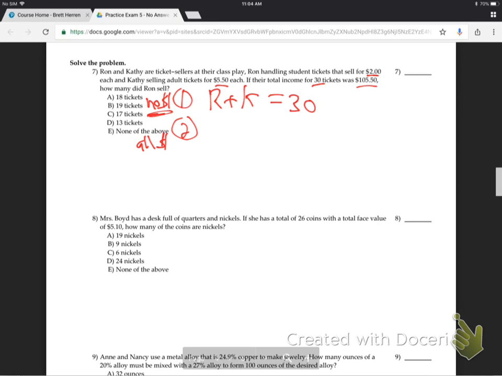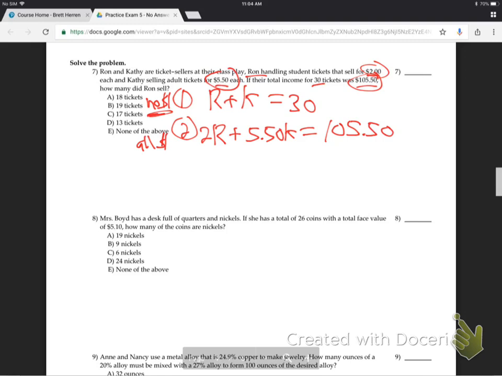That's just however many tickets Ron sold plus however many Kathy sold is 30 total tickets. Nothing to do with money there. Just treating them like objects. We don't care what they're worth in equation 1. Equation 2 now, we care about what they're worth. Ron's tickets are $2 each, so 2R. Kathy's tickets are $5.50 each, 5.50K, and the total income is $105.50.